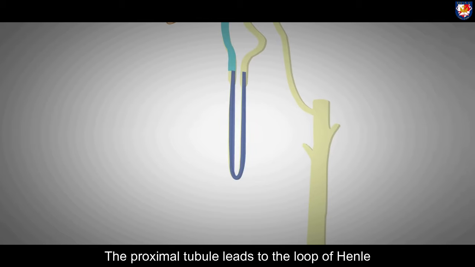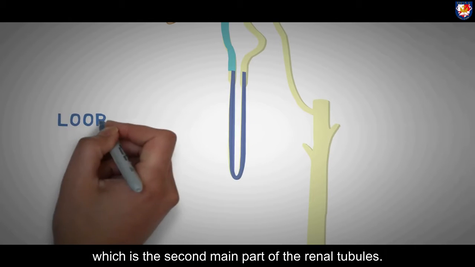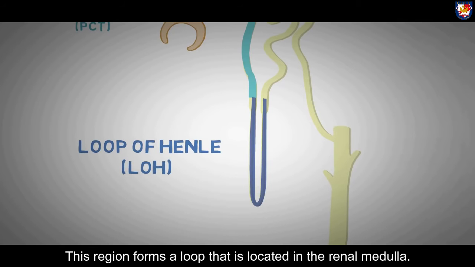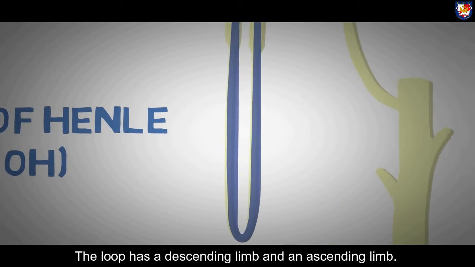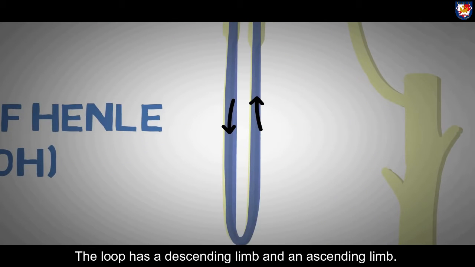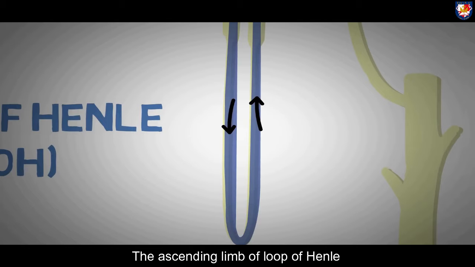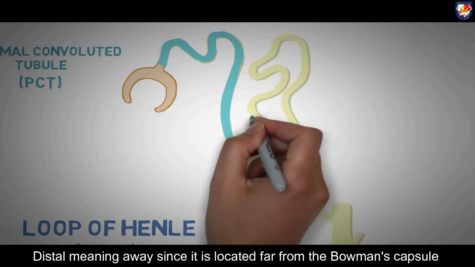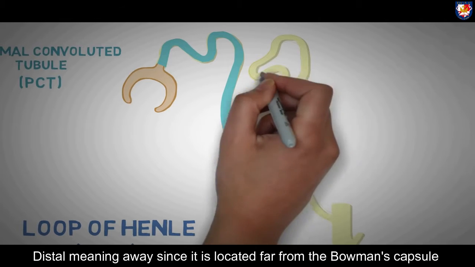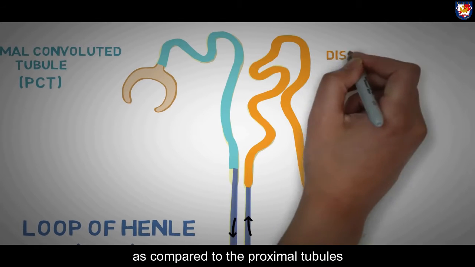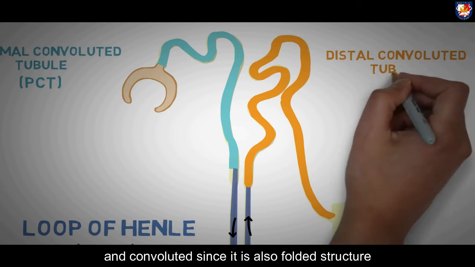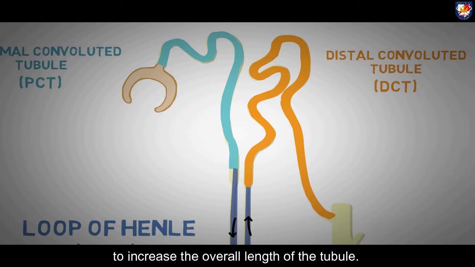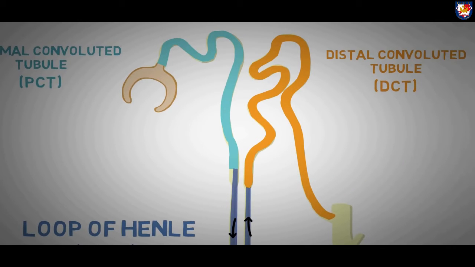The proximal tubule leads to the loop of Henle, which is the second main part of the renal tubule. This region forms a loop that is located in the renal medulla. The loop has a descending limb and an ascending limb. The ascending limb of the loop of Henle leads into the distal convoluted tubule. Distal means away, since it is located far from the Bowman capsule as compared to the proximal tubule, and convoluted since it is also a folded structure to increase the overall length of the tubule.